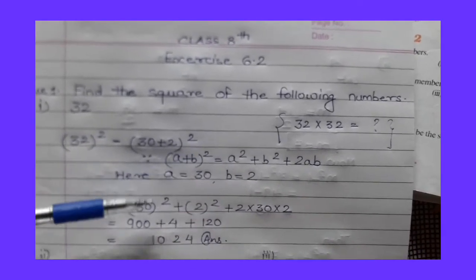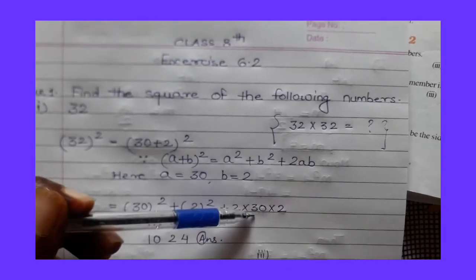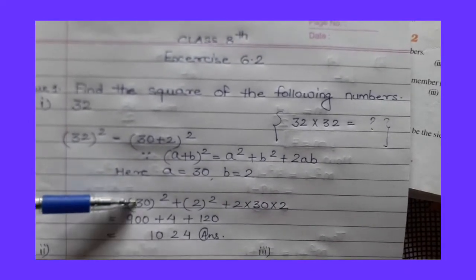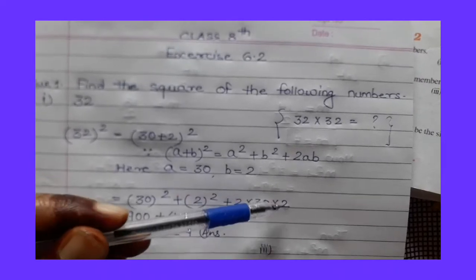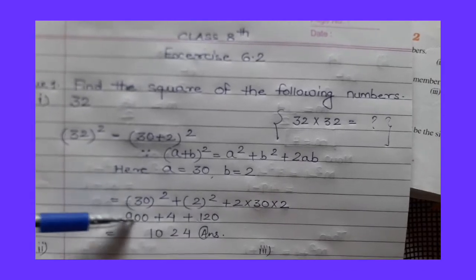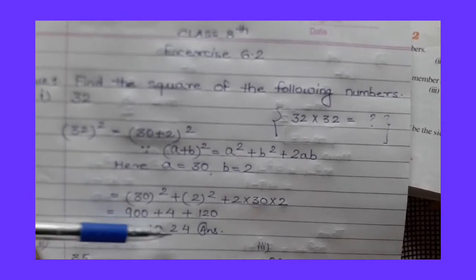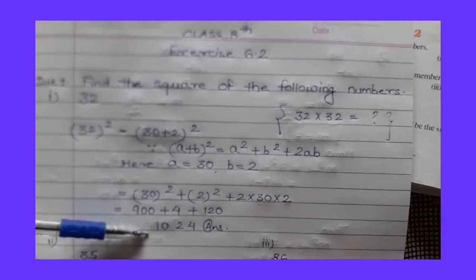Now a square, that is 30 square, b square is 2 square, 2 a is 30 and b is 2. Now when you'll do square of 30, 3 3s are 9 and square of 0 is 2 zeros. Then 2 square, 2 2s are 4. Then when you'll multiply this, 2 2s are 4 and 4 multiplied by 30 is 120. Now simply you just have to do sum of these numbers. When you'll do sum, you'll get 1024 is answer. So by this way you have to find square of the number.